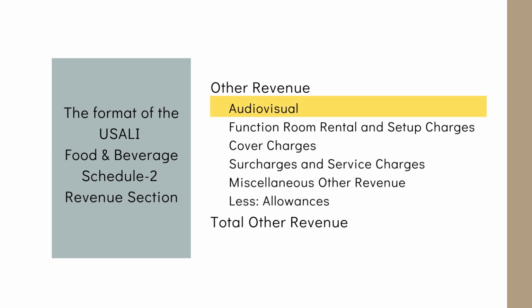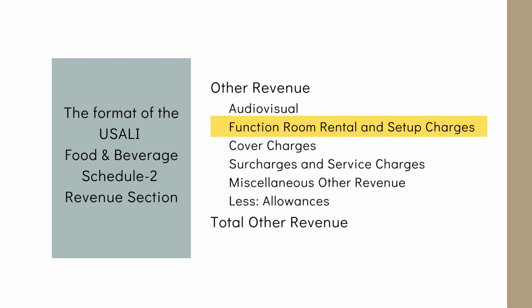Take audiovisual, for example. This might include revenues from providing audiovisual equipment and services, even internet access, for guests at banquet/conference/catering functions. Whether the equipment is owned by the property or rented from a third party, the revenue for audiovisual is recorded here. Keep in mind that the cost of renting this equipment will be included in the cost of sales. Speaking of other revenue, let's talk about function room rentals and setup charges.